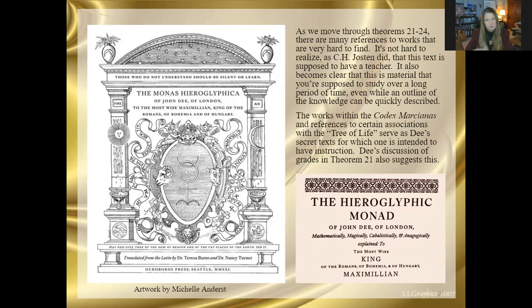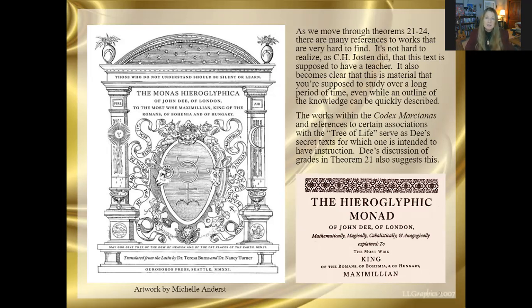But as we move through these final theorems, like I said in the very last video, things have shifted a little bit. It's harder and harder to find particular references, and that's largely because Dee has a kind of secret text we know now, the Codex Marcianus graecus 299.